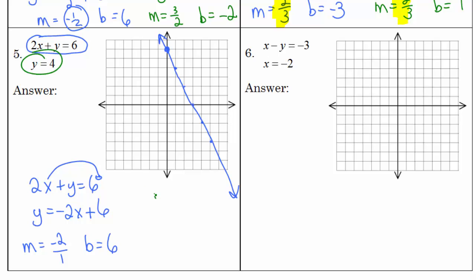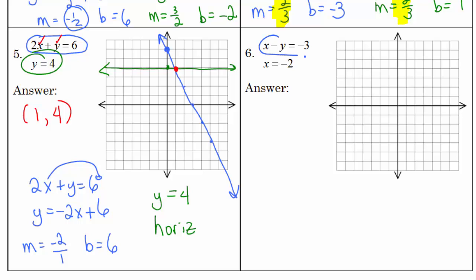Now I have y is equal to 4. This is great practice on remembering what kind of line that is. It's horizontal. So we have y is equal to 4. We know it's a horizontal line. Where do they intersect? Right there. And again, you could check those.